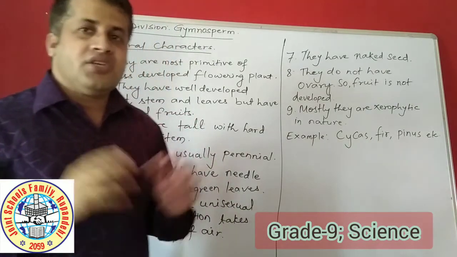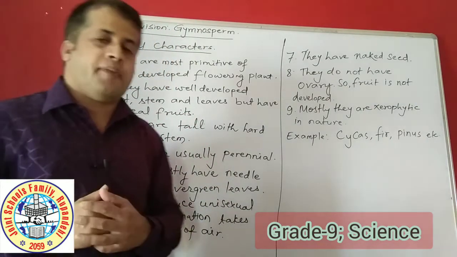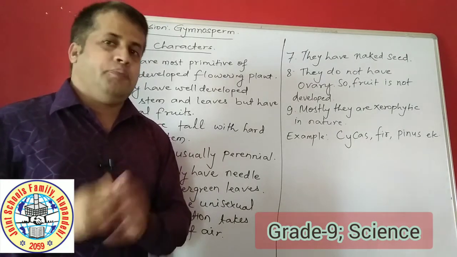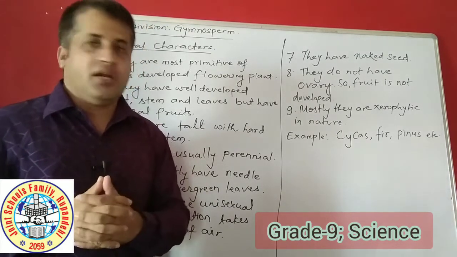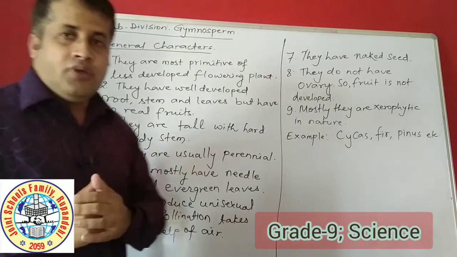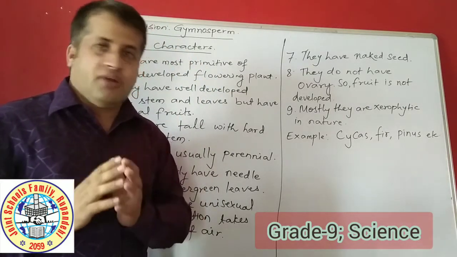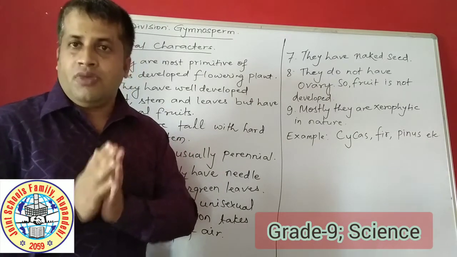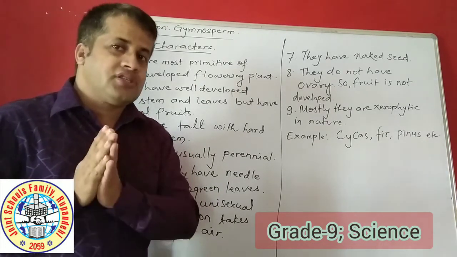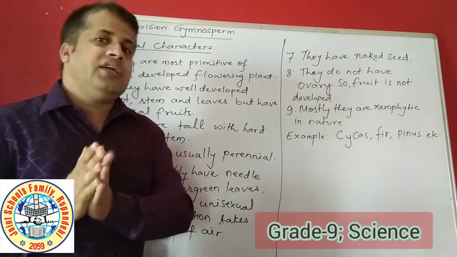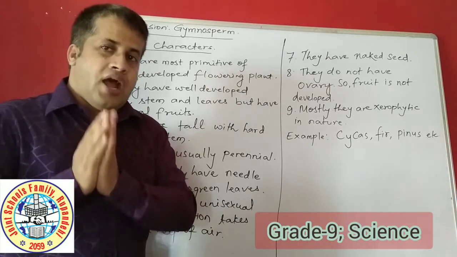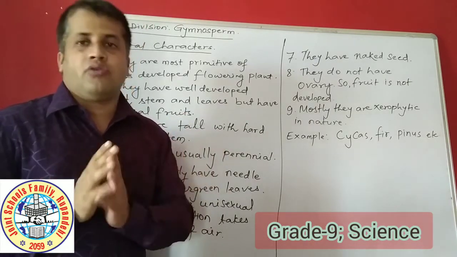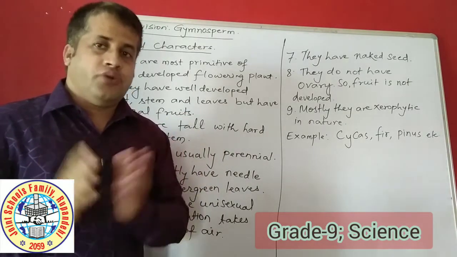So in today's class, we have discussed the general characteristics of the plants that belong to the subdivision gymnosperm, which are the less developed flowering plants as compared to angiosperm. And in the next class, we will study the highly developed plants, that is, the angiosperm. For today, this much.